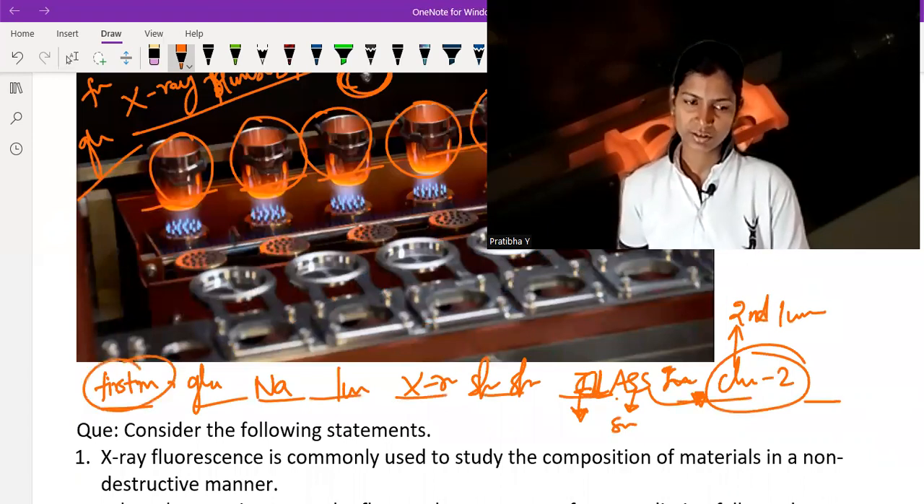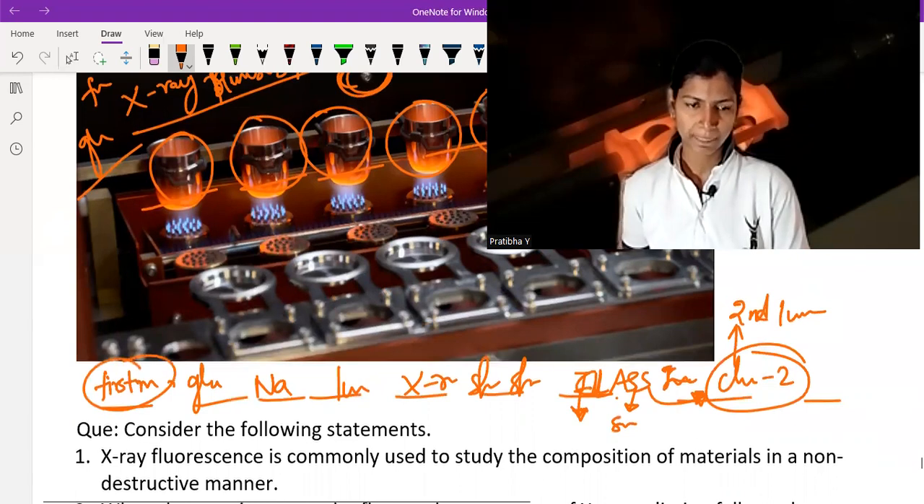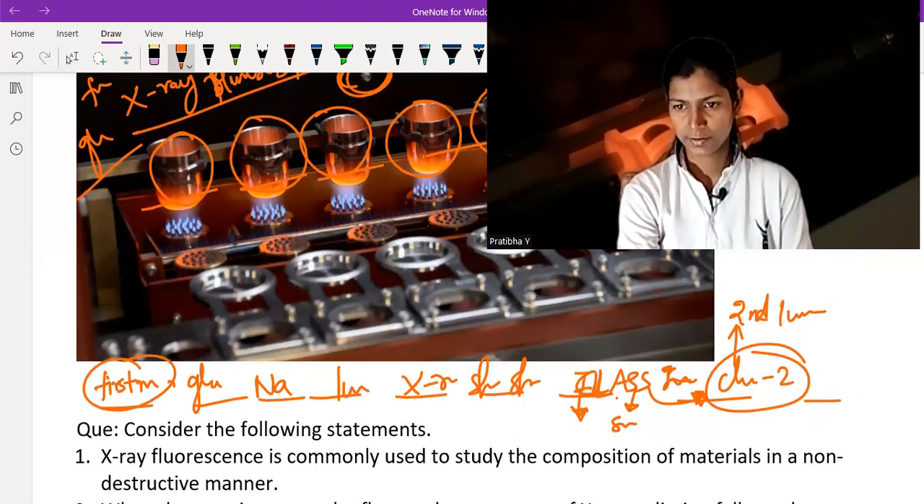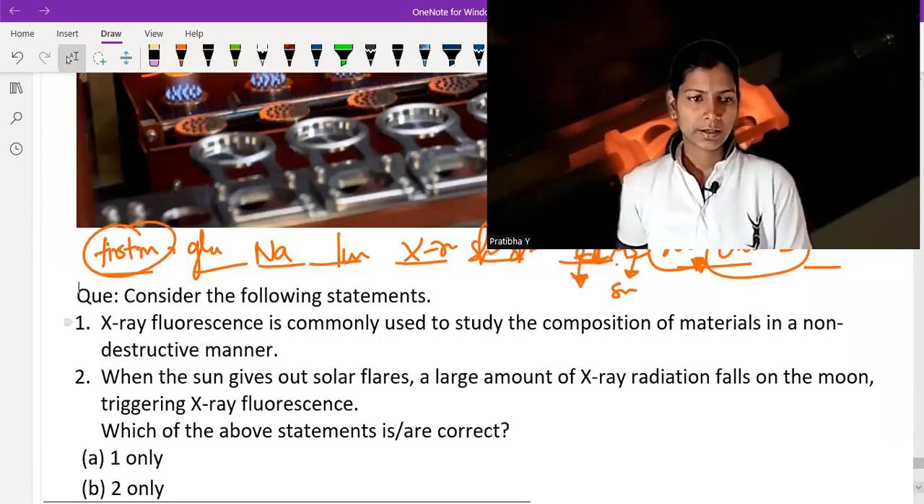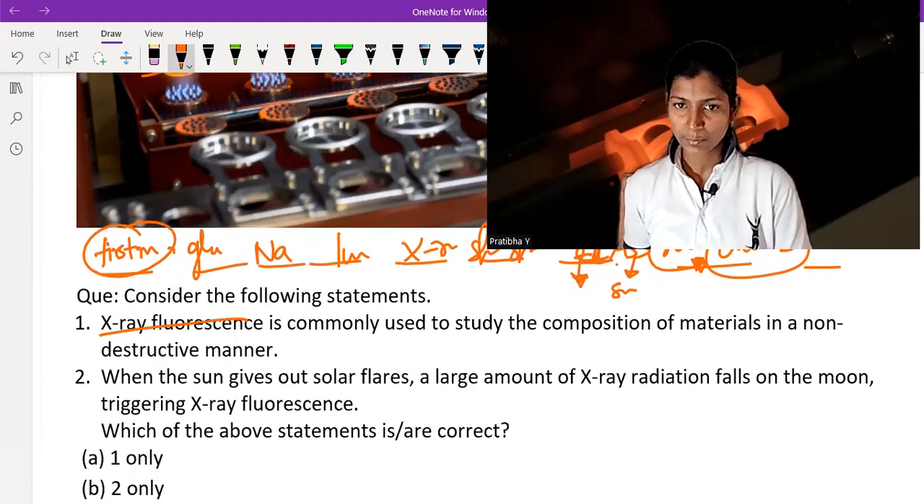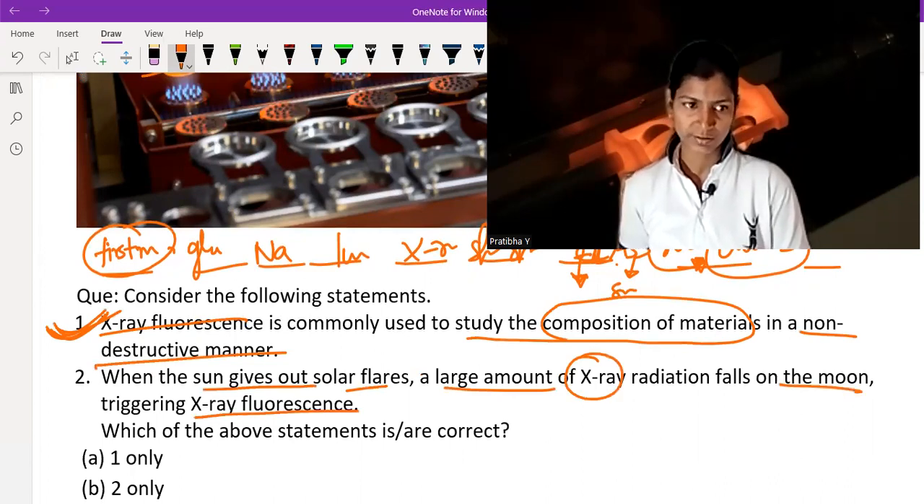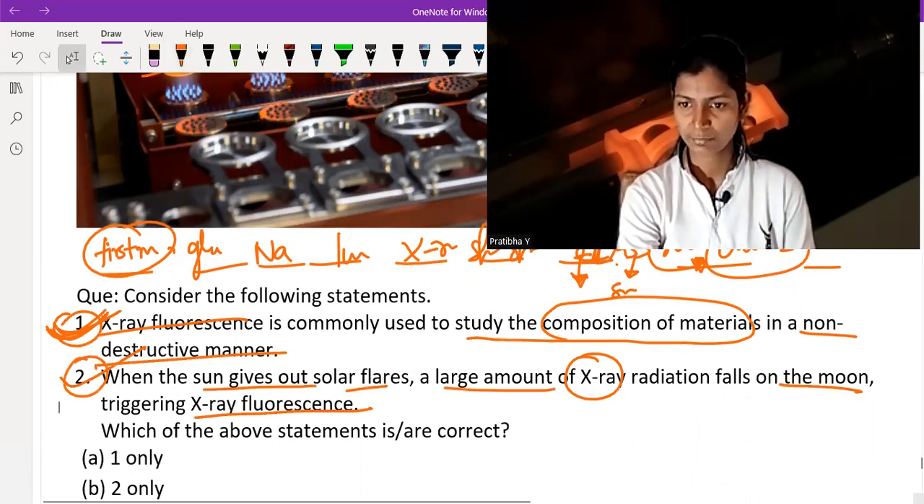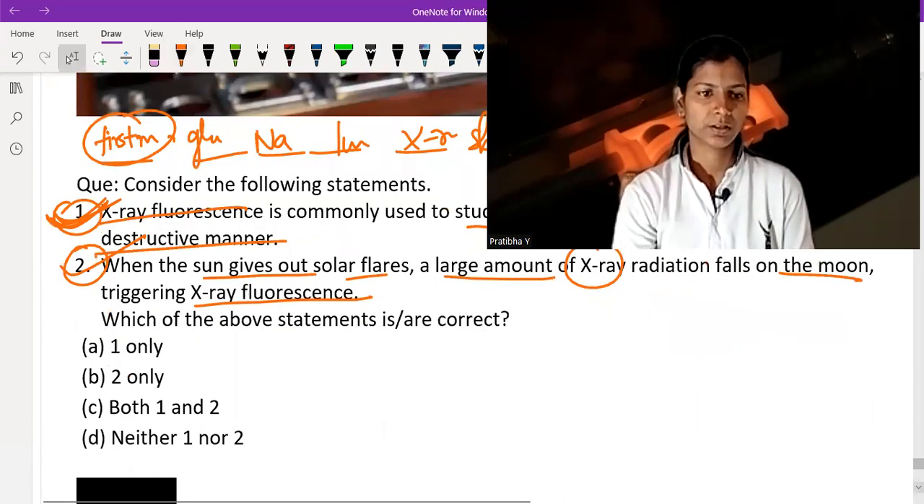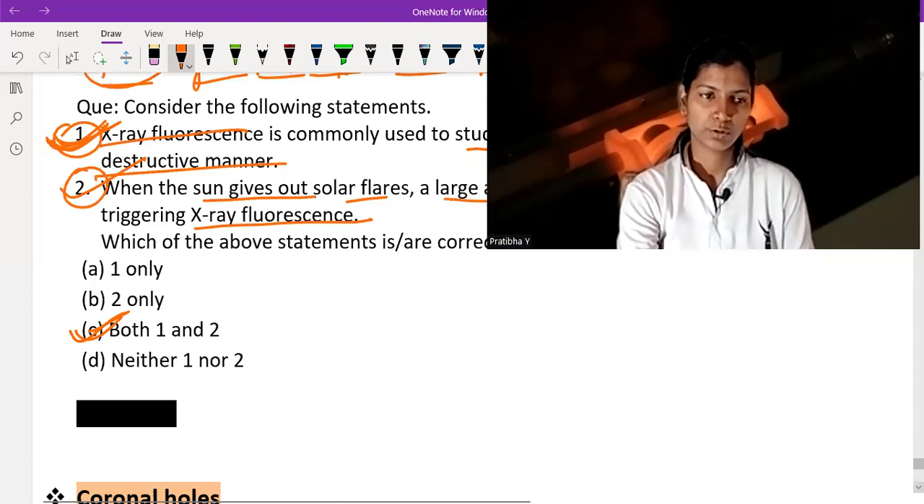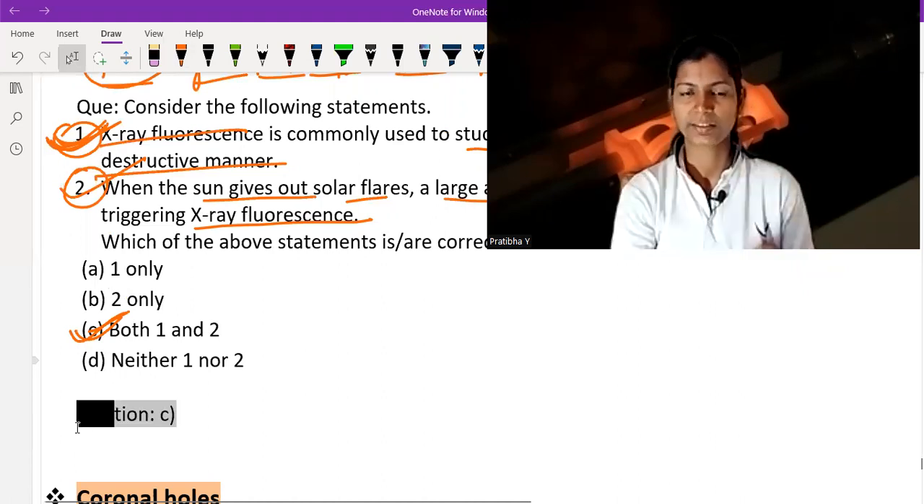Now we are going to solve one question based on X-ray spectrography. X-ray fluorescence is commonly used to study the composition of material in a non-destructive manner. Yes, this one is true. When the sun gives out solar flares, a large amount of X-ray radiation falls on the moon, triggering X-ray fluorescence. This one is also correct. That means both statements 1 and 2 are correct. Check which option matches our solution. Option C is correct, so we are on the right path.